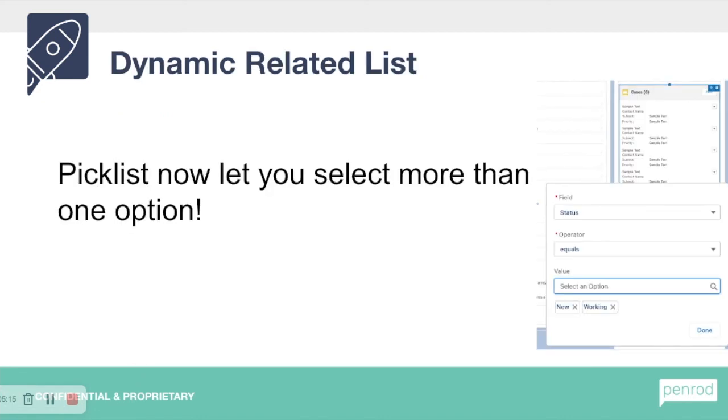The other cool dynamic feature that was released was that with pick lists, you can now select more than one option. So now I can say I want my status is equal to new or working. So now I can have that option of having more than one pick list option. Before I could only select one, and then I had to go add the value again and do some conditional logic. Now I have the option just to add more than one value here for my pick list field.